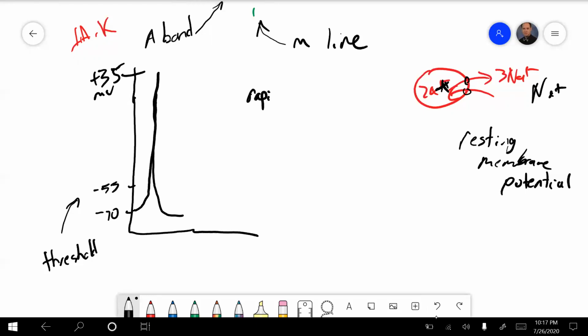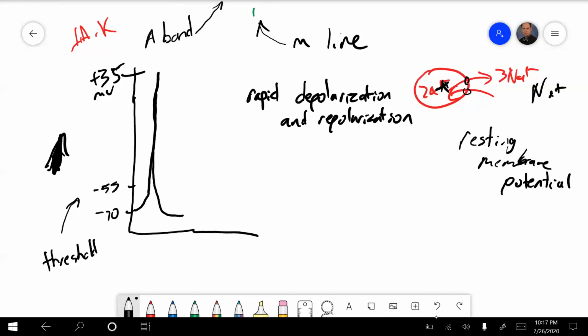And this rapid depolarization. Depolarization means going from negative to positive, so this upward movement is depolarization. And then repolarization, going back the other way, down. So going back down, that's repolarization of that membrane. The whole thing is called the action potential.